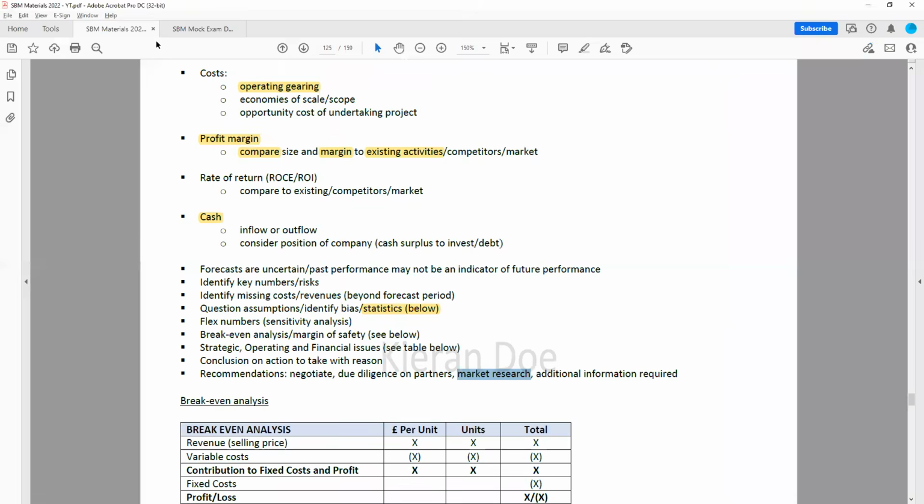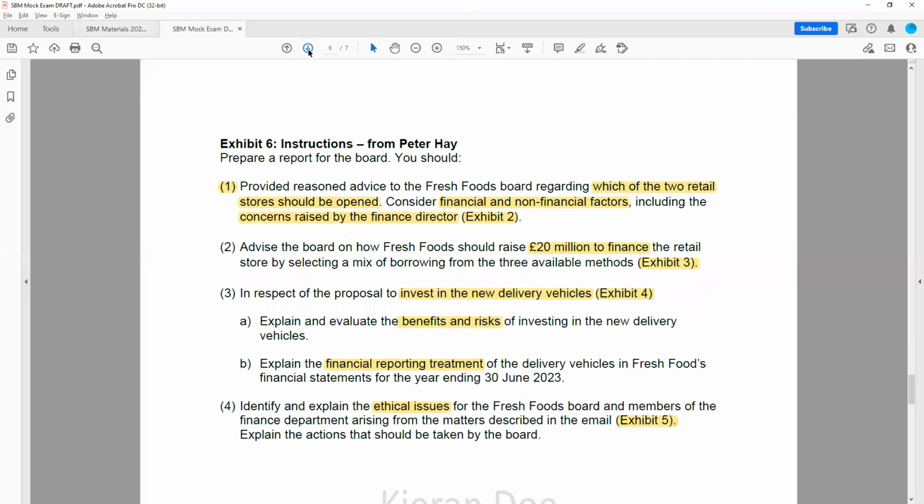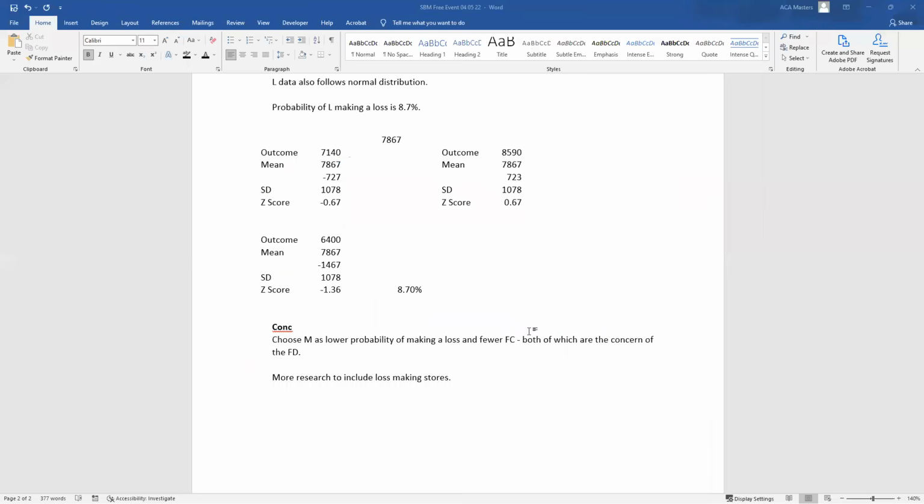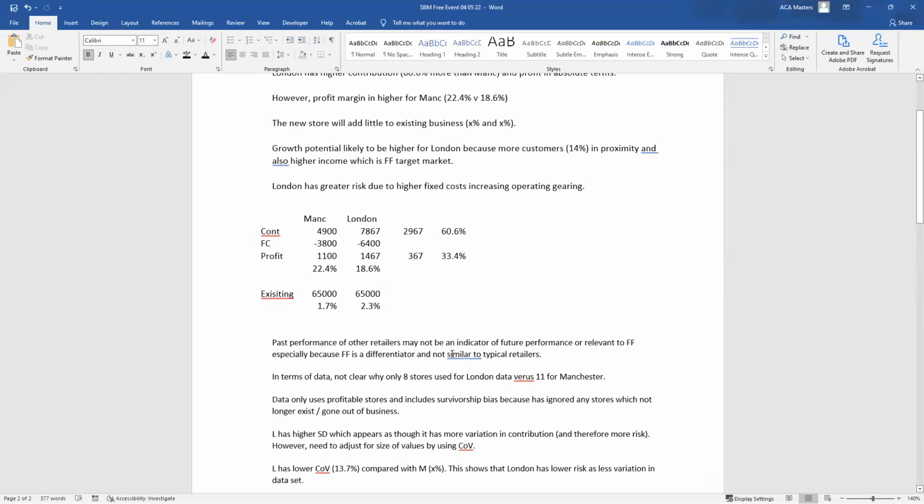And it's always worth just checking back to the requirement to make sure that you have answered everything. Which of the 2 stores should be opened? Well, we said which one. Obviously reasoned advice, because we've looked at the profits and we've looked at the numbers and the risks. We've considered financial, so looking at profit margins, future revenue, but also non-financial, like the statistics area and the risks around that. And we've addressed the concerns raised by the FD. So we've made sure we focus very carefully on that requirement wording, answered everything the examiners asked for, and used the scenario as much as possible.